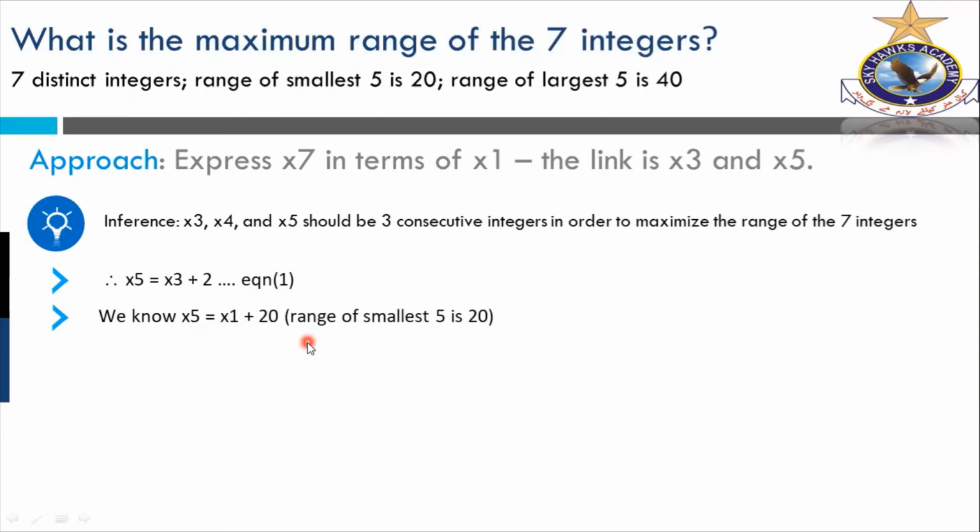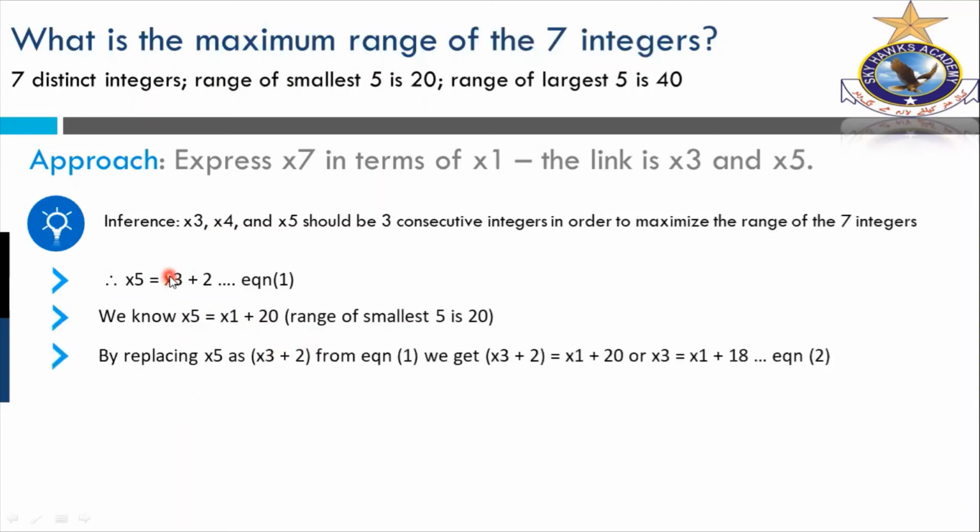So look at this. By replacing x5, now we will put the value from here, x5, that is x3 plus 2. The first equation will become x5, that is equal to the value of x5. So x5 over here, this value will come down to this place. That's why this will become x3 plus 2. And then the right hand side is x1 plus 20. But we can get it just like this. This 20 will go on the other side. So we'll get 18. So x3 is x1 plus 18. This is the second equation. Okay, it's clear.